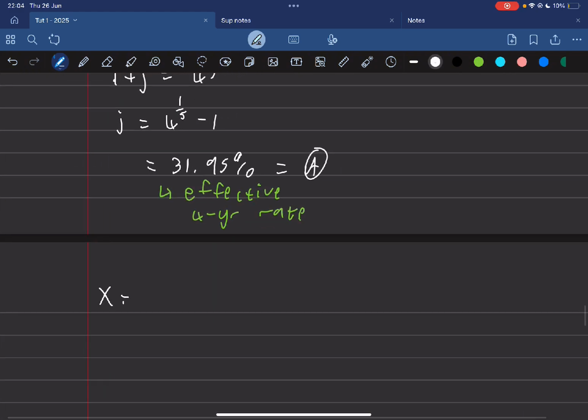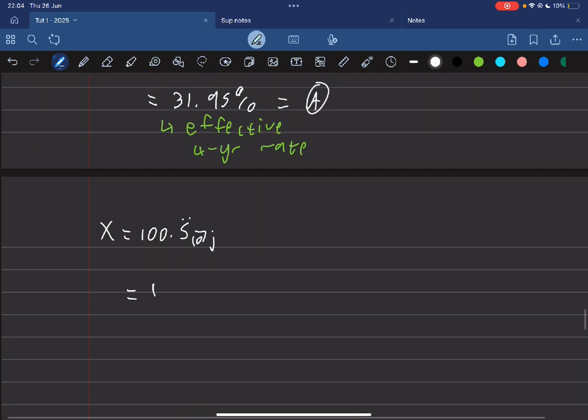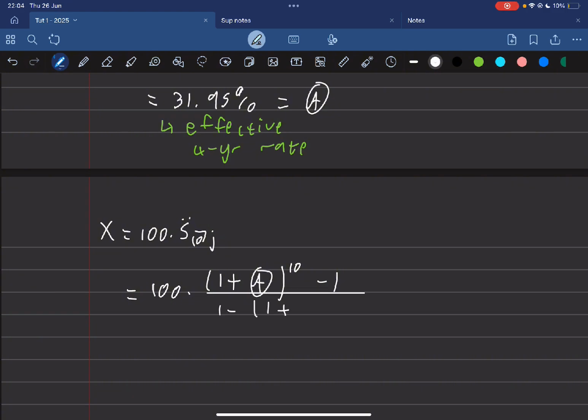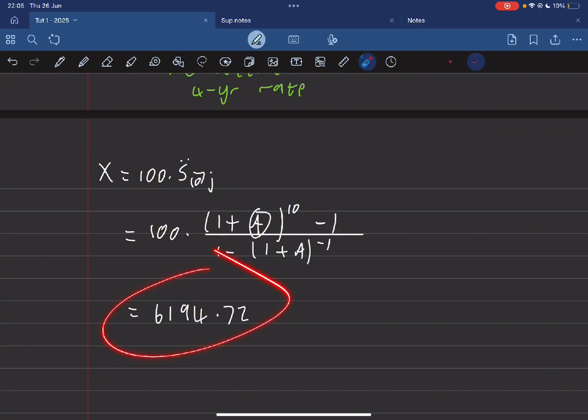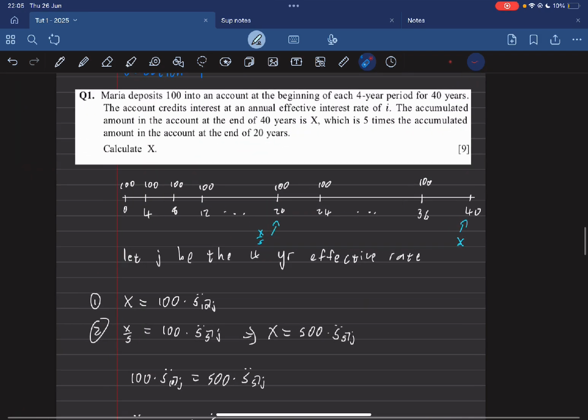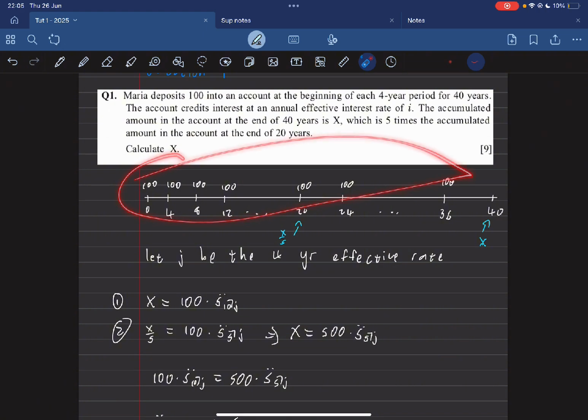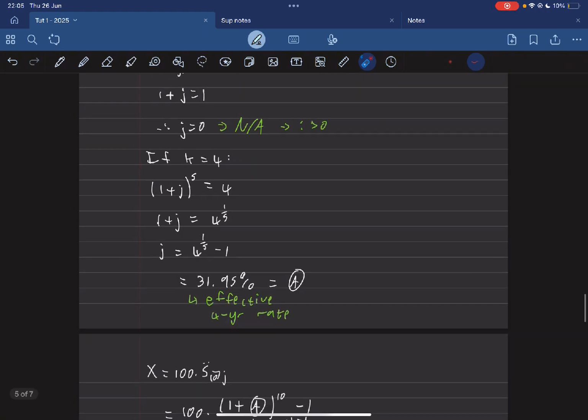So we can just sub our j in, and we should get the right answer. I'm going to say x is equal to 100 times the future value annuity in advance for 10 periods at an interest rate of j. So it's going to be 100 times ((1 + a)^10 − 1) over (1 − (1 + a)^(−1)), using a instead of j just because we saved it as A. When I sub that into my calculator, I'm going to get 6194.72. That's your answer. X is equal to 6194.72. So that is going to be your accumulated amount at the end of 40 years if you deposit 100 in and you have this as your effective 4-year rate.